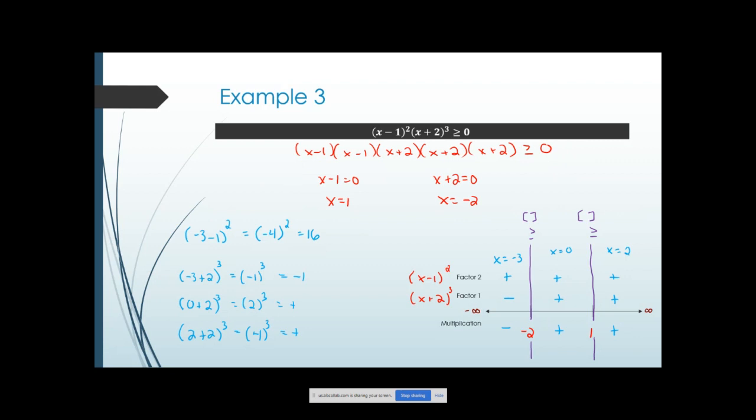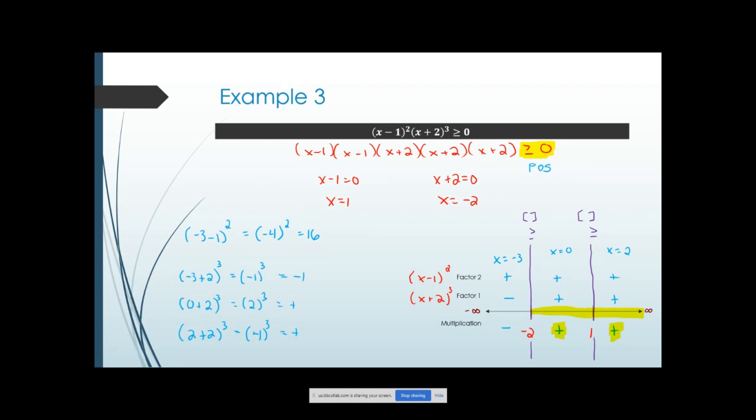So now I need to determine, well, what am I looking for? So I am looking for greater or equal to 0. So numbers that are greater than 0 are positive. So I am looking for the plus signs, the positive numbers. And so that is the middle section and the right section. So I'm including those two sections here. And because 1 is already included in the answer, I can just include the whole thing there.